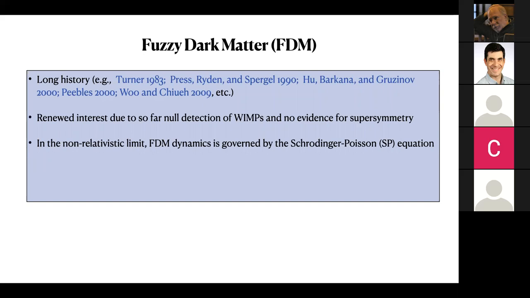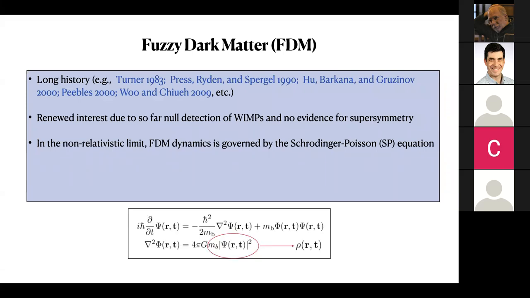In the non-relativistic limit, the dynamics of fuzzy dark matter is governed by the Schrodinger-Poisson equation. So here, the first equation is the well-known Schrodinger equation. Psi is the wave function, phi is the potential, and m_b is the mass of the bosonic particle. And this potential is self-consistently derived from the Poisson equation. So this here is the density, that is the boson mass times the wave function squared.